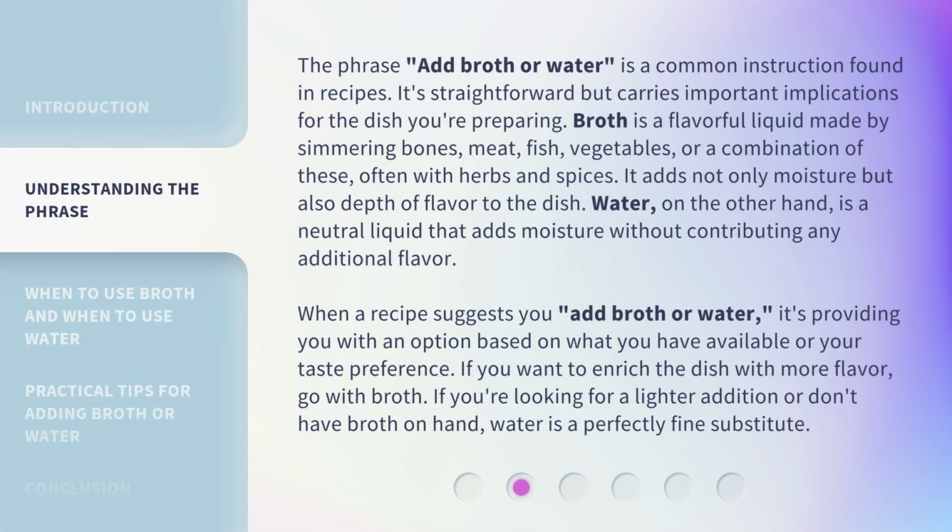The phrase, add broth or water, is a common instruction found in recipes. It's straightforward but carries important implications for the dish you're preparing. Broth is a flavorful liquid made by simmering bones, meat, fish, vegetables, or a combination of these, often with herbs and spices. It adds not only moisture but also depth of flavor to the dish. Water, on the other hand, is a neutral liquid that adds moisture without contributing any additional flavor.